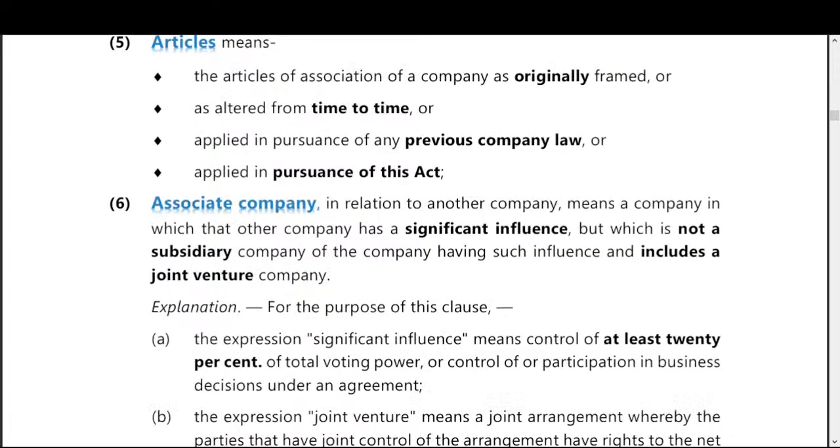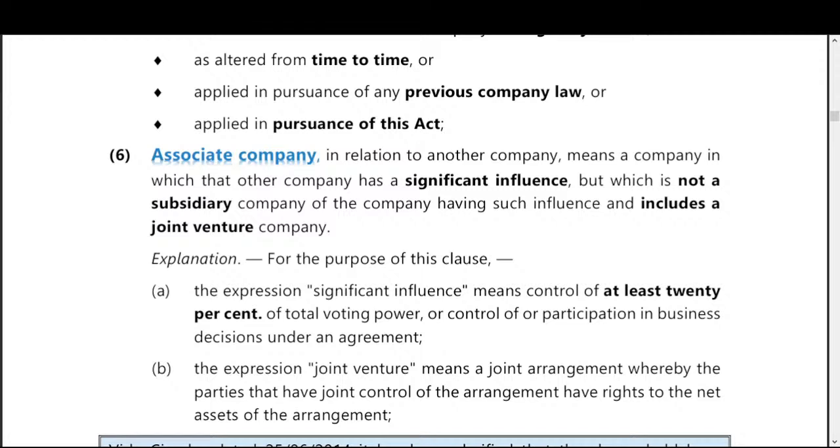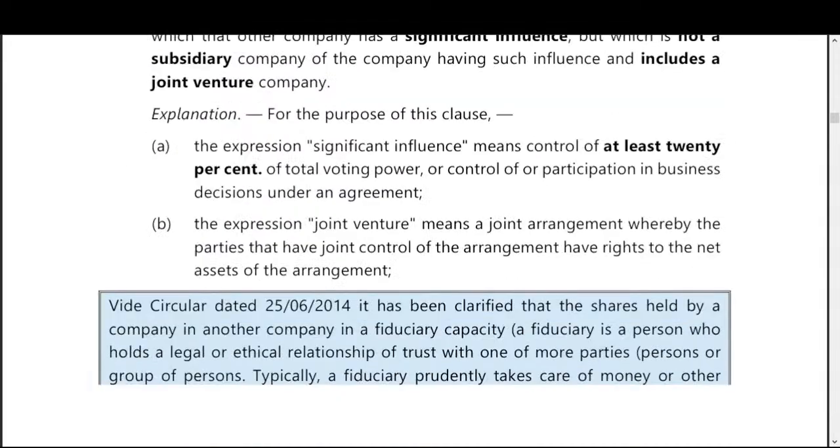Explanation for the purpose of this clause. The expression significant influence means control of at least 20% of total voting power, or control of or participation in business decisions under an agreement. The expression joint venture means a joint arrangement whereby the parties that have joint control of the arrangement have rights to the net assets of the arrangement.